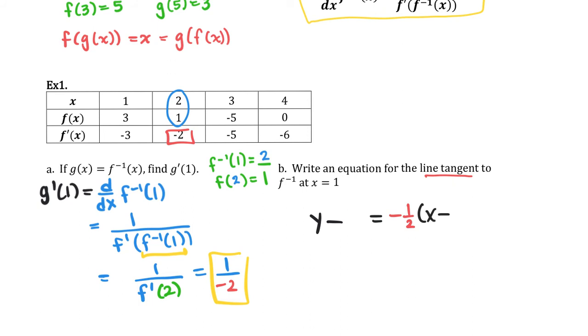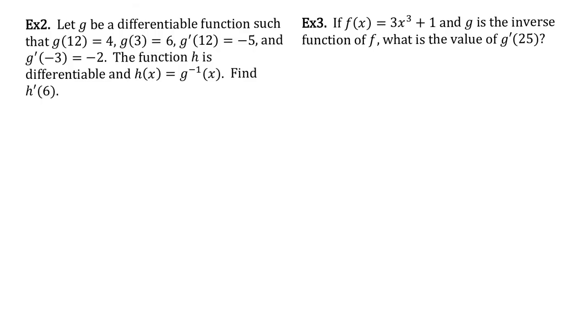Okay, what's my x and y value? Well, they're saying to do it at x is 1, so x is 1. Now what's my y value of f inverse? So if I do f inverse of 1, I figured out that was 2 because when the y is 1, the x is 2. So for my y value, I'm going to put a 2 here. And then this is the equation of the line tangent to the inverse function at x equals 1. Okay, let's try another one.